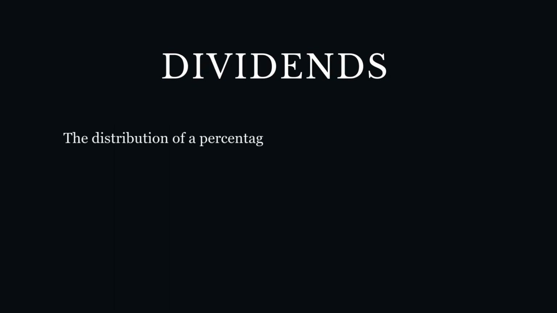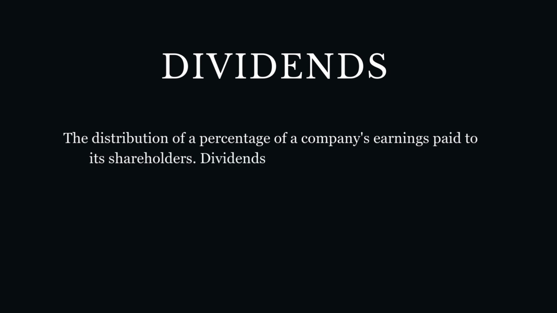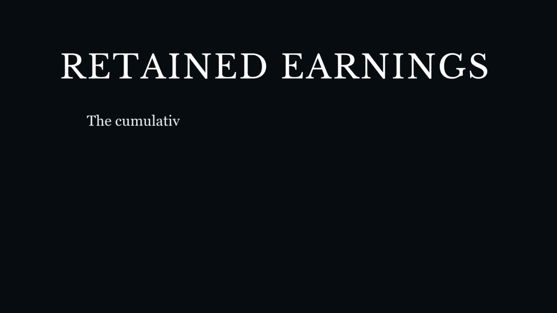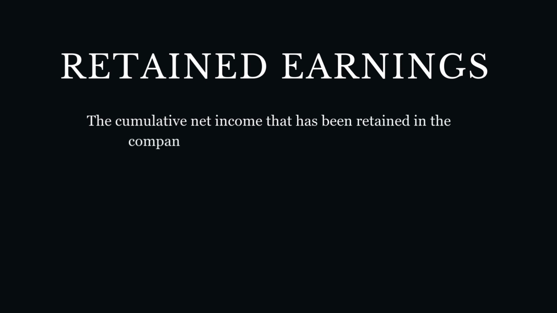Dividends. Dividends are the distribution of a percentage of a company's earnings paid to its shareholders. Dividends are generally paid quarterly. Retained earnings. Retained earnings are the cumulative net income that has been retained in the company rather than paid out as dividends.